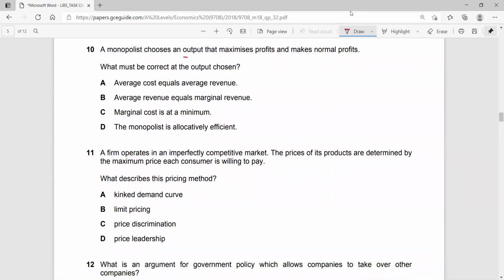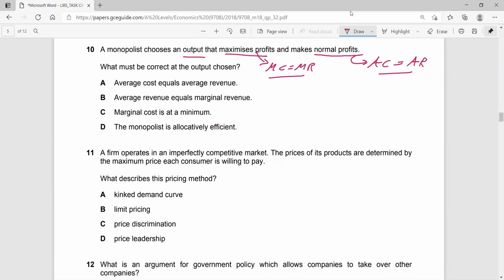A monopolist chooses an output that maximizes profit. So we know for a monopolist, profits are maximized when MC is equal to MR, and it makes normal profit. What you should know is normal profit is where essentially you're not making supernormal profits. So your average cost is equal to your average revenue. So the average cost that you have is the same as your average revenue, and that's what we call normal profits in economics. If you're making more average revenue than average cost, that would be supernormal profit. So these are two things that you can just immediately pick from the question, and I would advise people to start picking things from the question as soon as they read it, so that they can go a little faster.